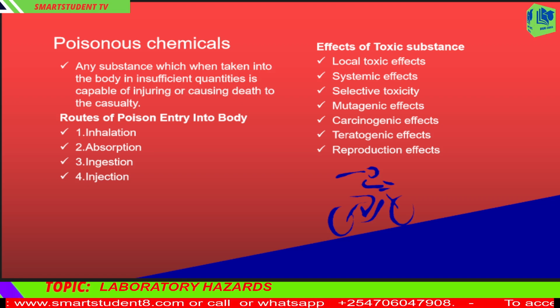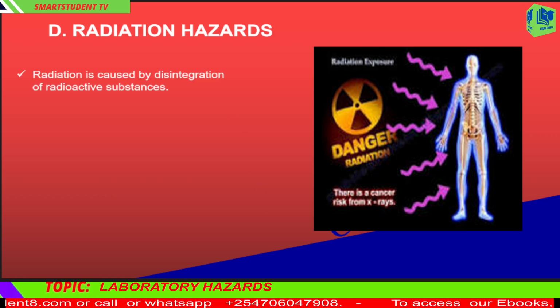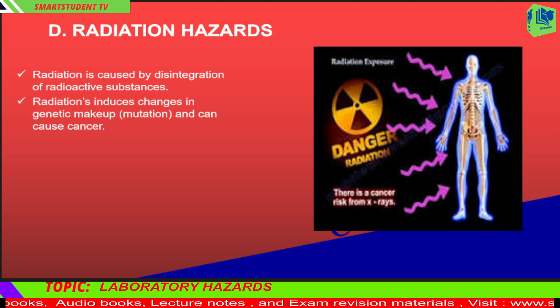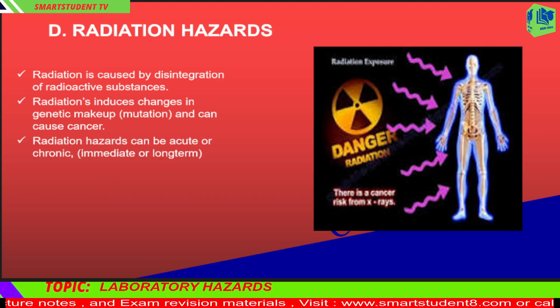3. Radiation hazards. Radiation is caused by disintegration of radioactive substances. Radioactive substances are mostly heavy unstable metals which break up into small particles that are more stable. The disintegration process usually gives out energy which is part of the electromagnetic spectrum, i.e. radio waves, microwaves, infrared, visible light, UV light, X-ray and gamma rays. Radiation induces changes in genetic makeup, mutation, and can cause cancer. Radiation hazards can be acute or chronic, immediate or long-term.